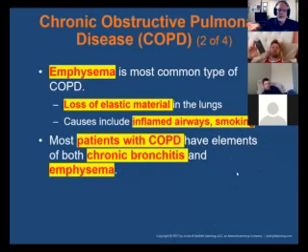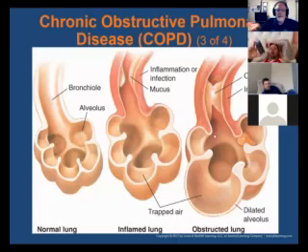Okay. And most COPD patients, they have elements of both. They have chronic bronchitis and emphysema. And as you can see here, it's perfectly clear that you have a normal alveolus and a normal bronchiole, and then it's inflamed, and that inflammation, see, that narrows that lumen, right? That's what we've been talking about.